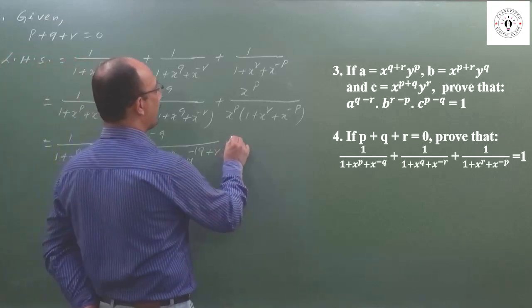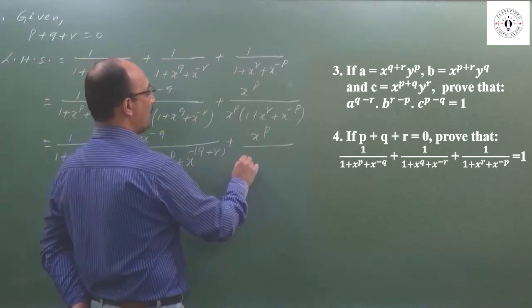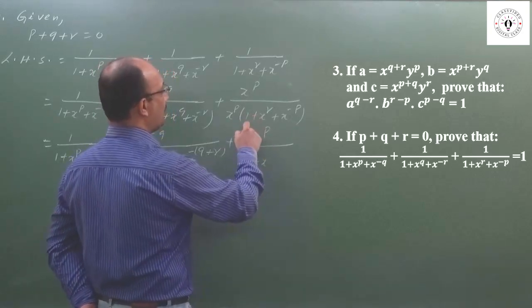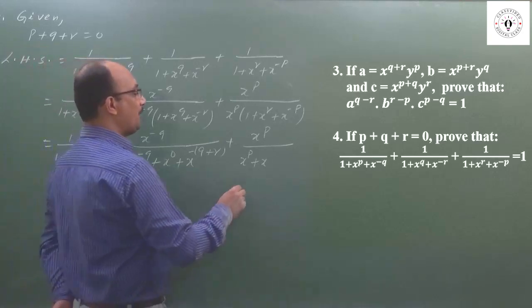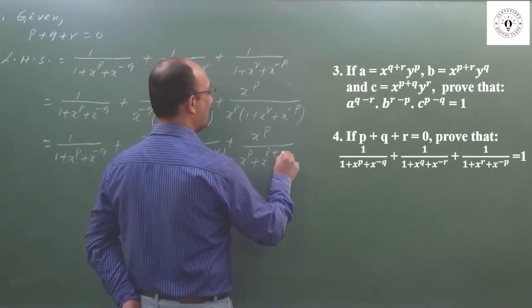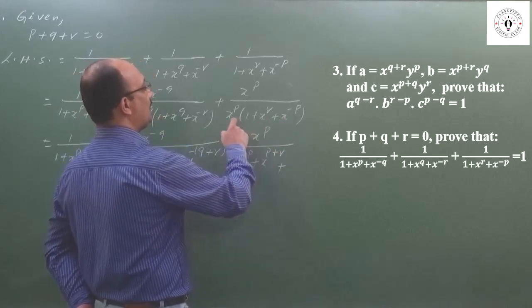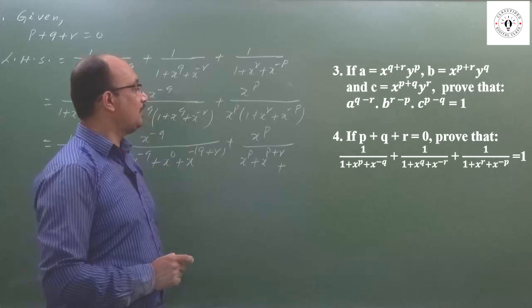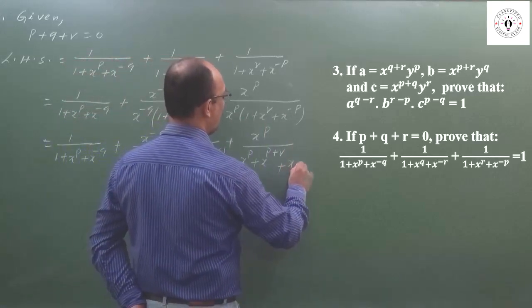Similarly here, this x to the power p is the same. x to the power p, 1 and x to the power p. This becomes x to the power p plus r, because in multiplication, when bases are the same, the powers are added. And this becomes x to the power p into x to the power minus p, the same base. So this becomes x to the power p minus p, which is x to the power 0.